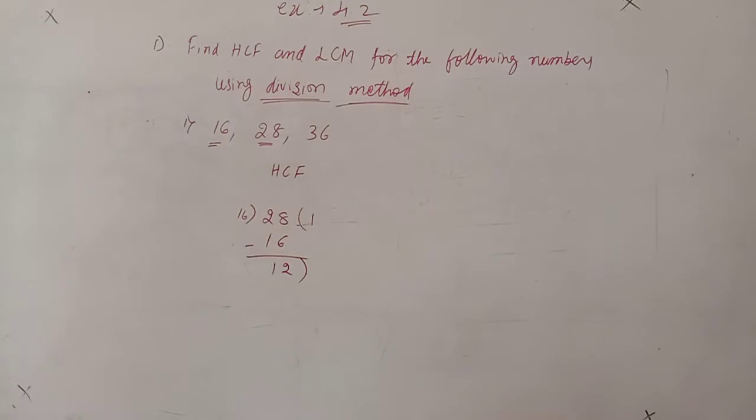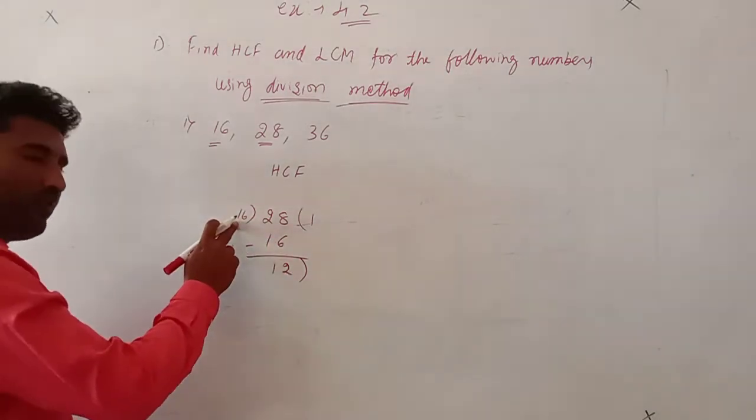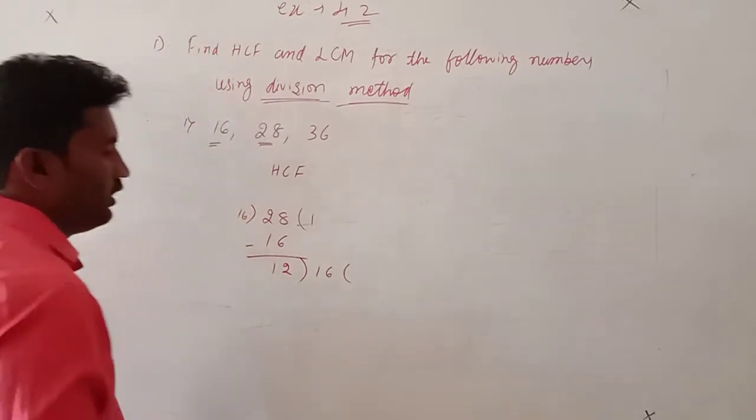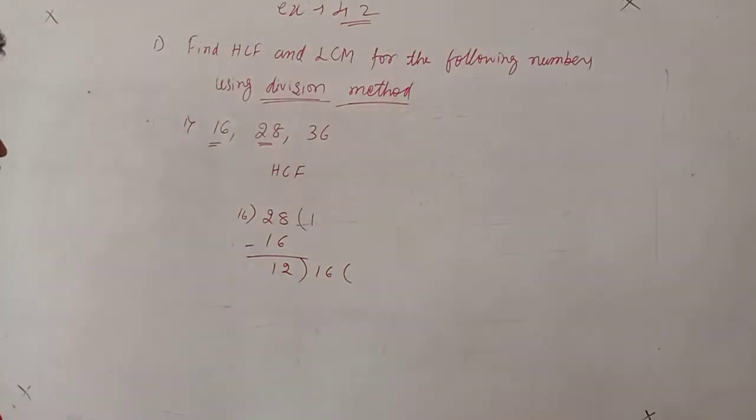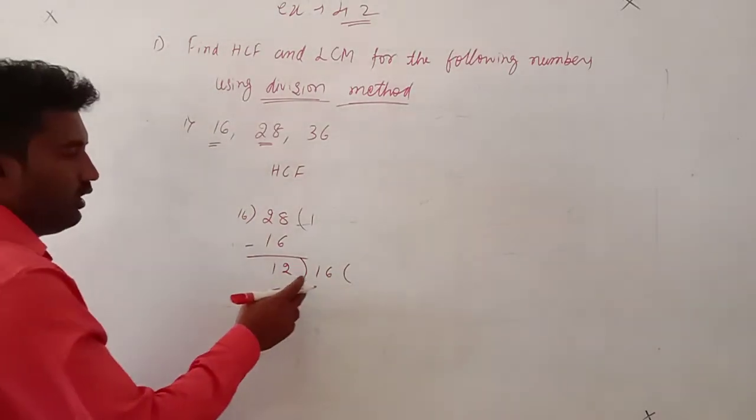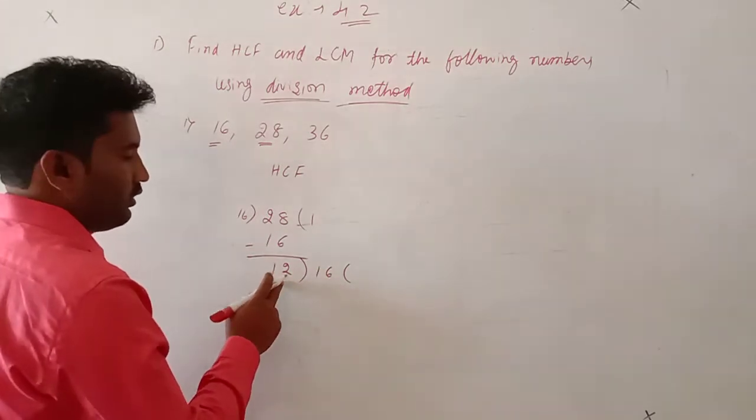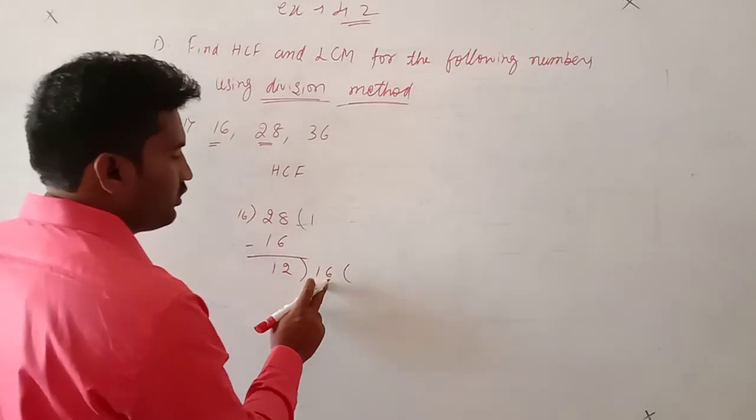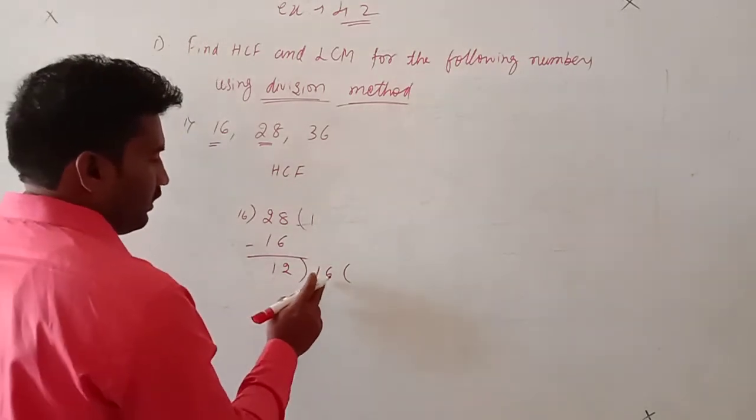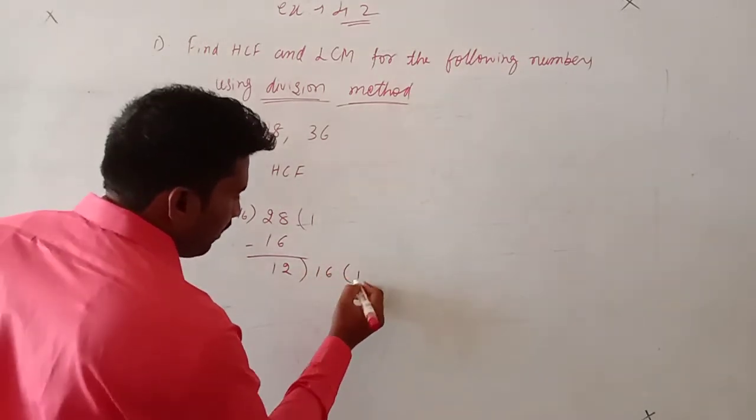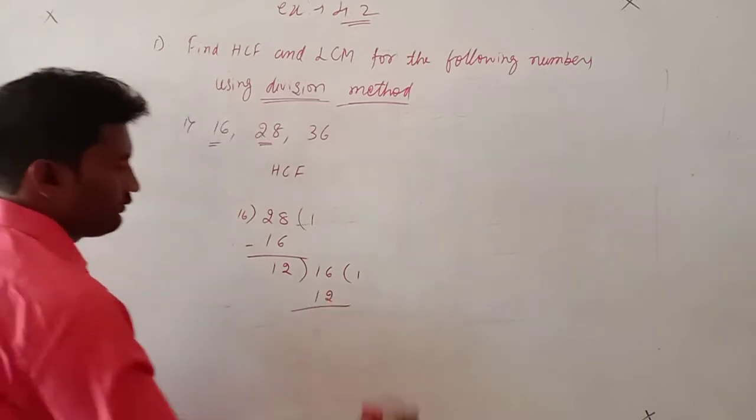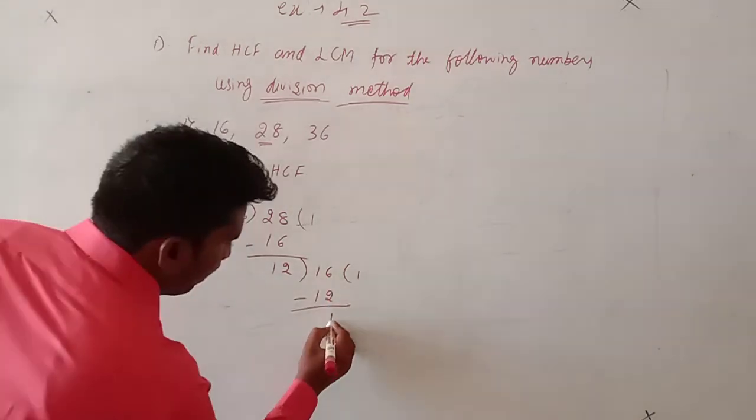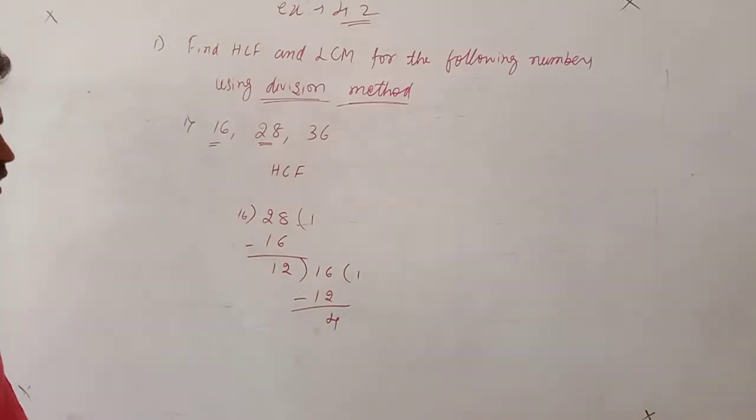So for the second step, whatever remainder we got, by that number we have to divide the previous divisor. The previous divisor was 16. So now we divide 16 by 12. 12 ones are 12. When subtracting it, we get 4. Now we got 4 as the remainder.